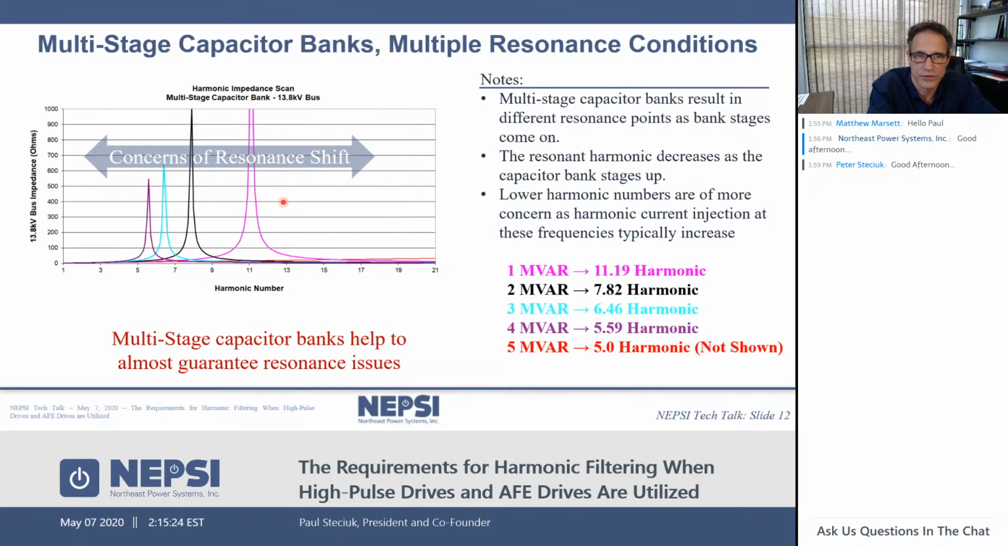I've already shown that there's a resonance at the 5th for 5 megavars, but what's interesting here is for 1 megavar, as shown with the magenta curve here, I have 11th harmonic resonance. And again, here we have an impedance well over 1,000 ohms, which means just 1 amp of harmonic current at the 11th harmonic will create over 1,000 volts line to neutral. And that's significant. That's a system that will not operate.